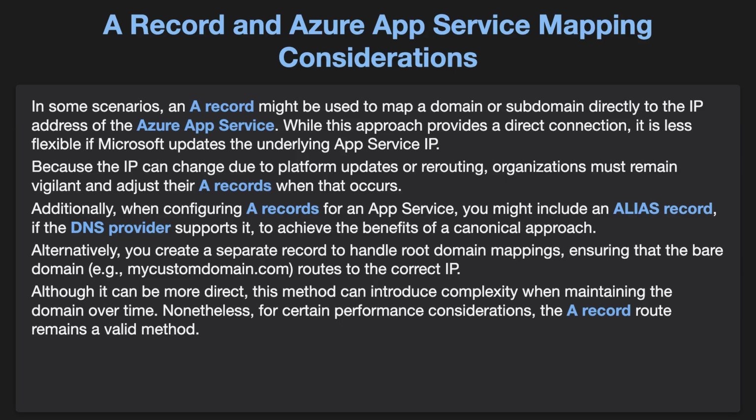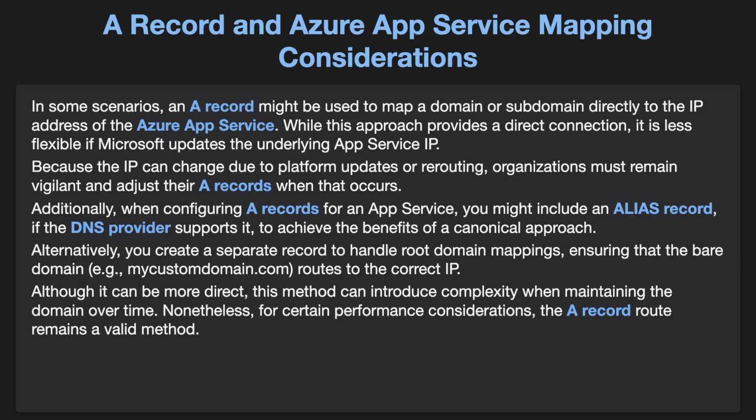Because the IP can change due to platform updates or rerouting, organizations must remain vigilant and adjust their records when that occurs. Additionally, when configuring A records for an app service, you might include an alias record, if the DNS provider supports it, to achieve the benefits of a canonical approach.